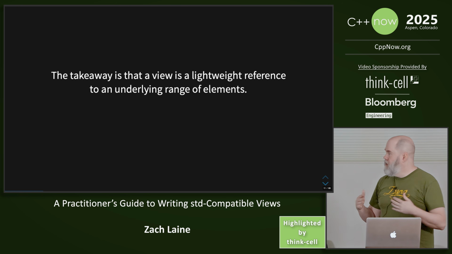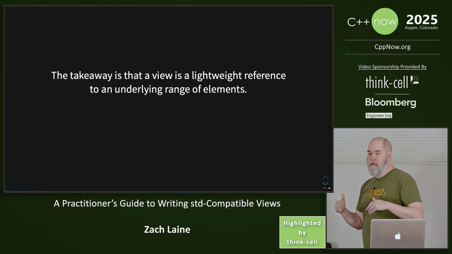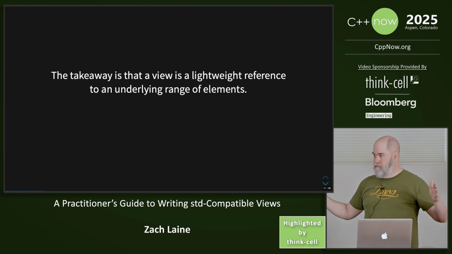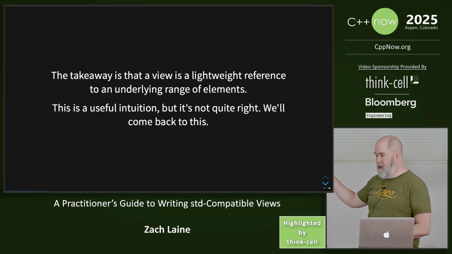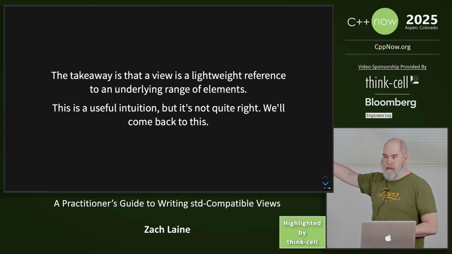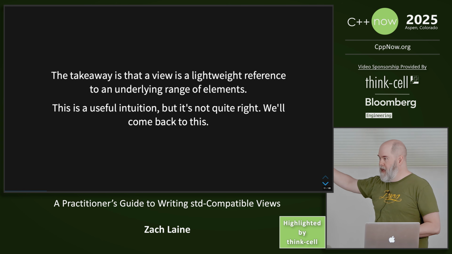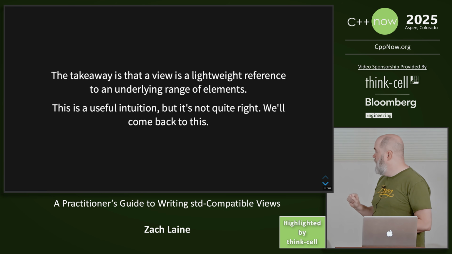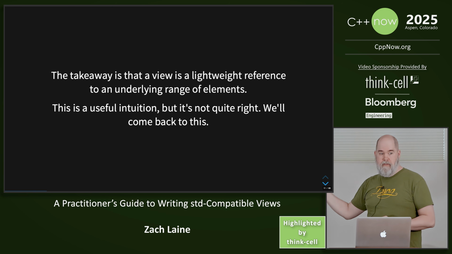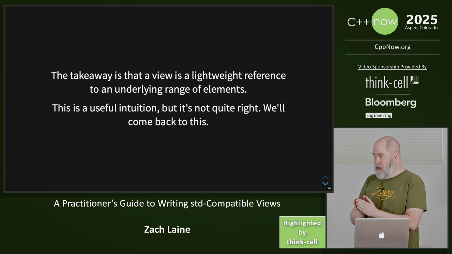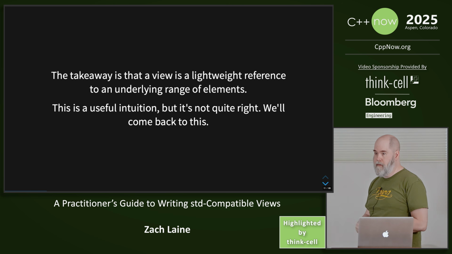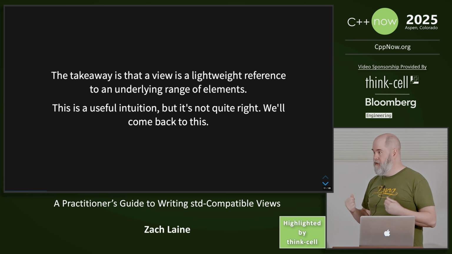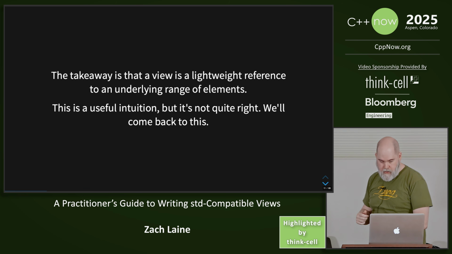So the way to think of views is that they are a lightweight reference to an underlying range of things, okay? This is not right, but it's a very useful way to think of views. There is a way in which it's not right that we're going to get to in a bit, but it's almost right. And even the place where it falls on its face a little bit, you can still kind of squint and pretend that the first statement is true. And so that's the right mental model to have for views, I think, okay?